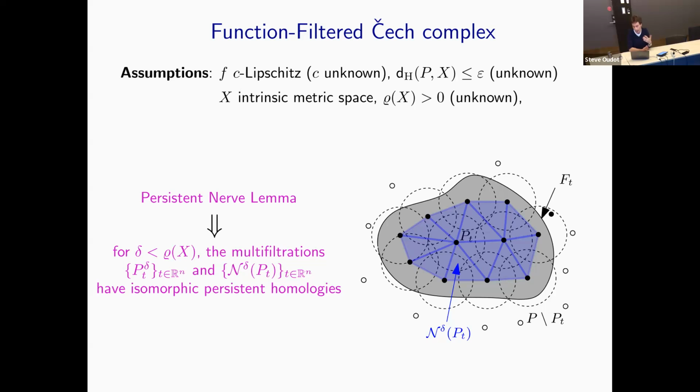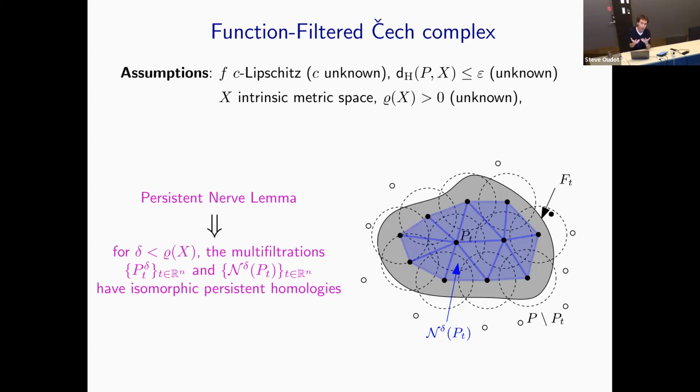If you assume your space to be a length space, a geodesic space typically, so the distance between any pair of points is realized by shortest paths. That's what it means to be a geodesic space. Then if this space has strictly positive convexity radius, that means that balls of radius small enough are going to be convex in a metric sense.